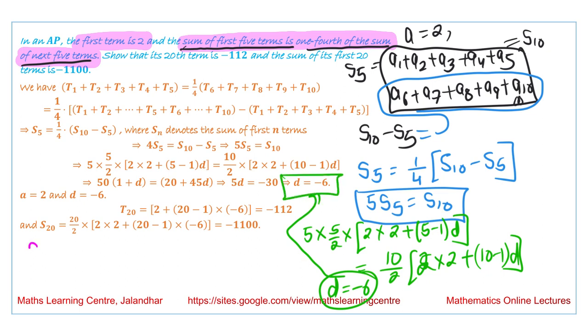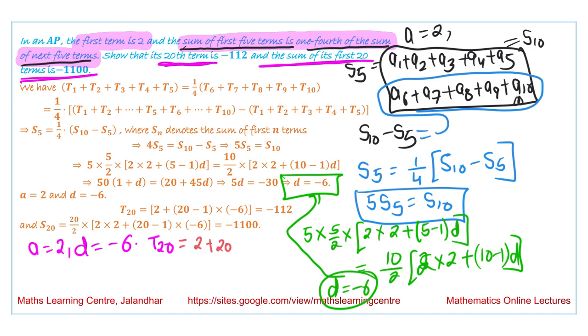So now what we have is the value of a is 2 and the value of d is minus 6. Now we have to calculate the 20th term, T20, and the sum of the first 20 terms. The value of T20 is a plus (n minus 1) into d, so that is equal to minus 112. This is the first part.